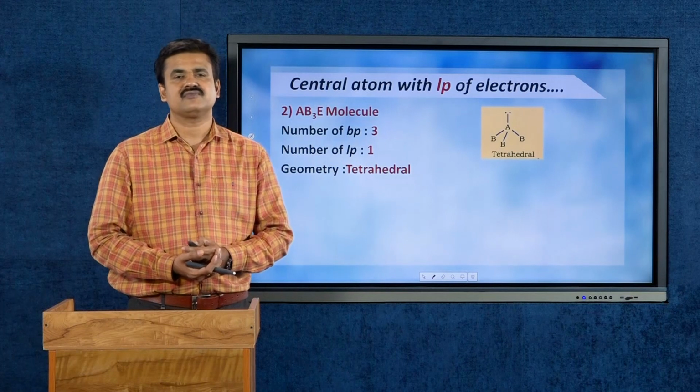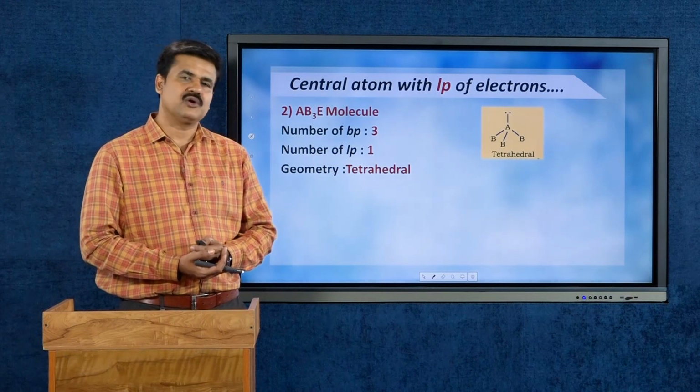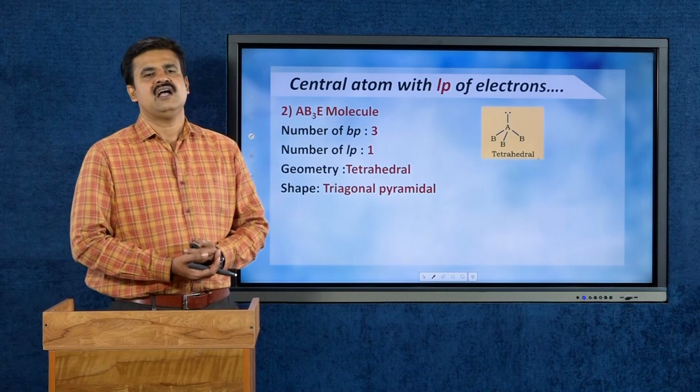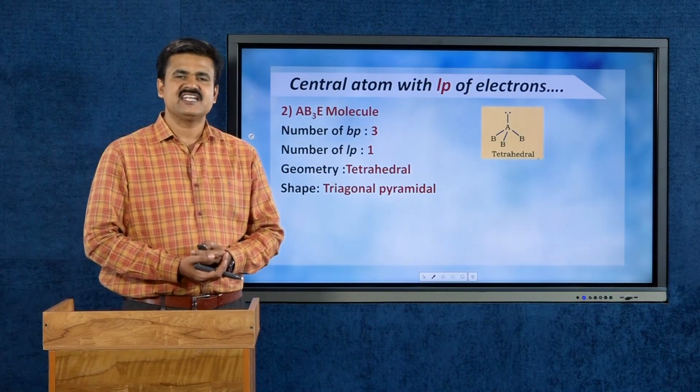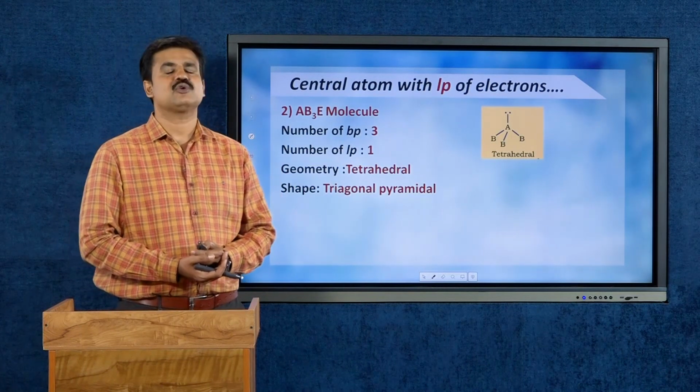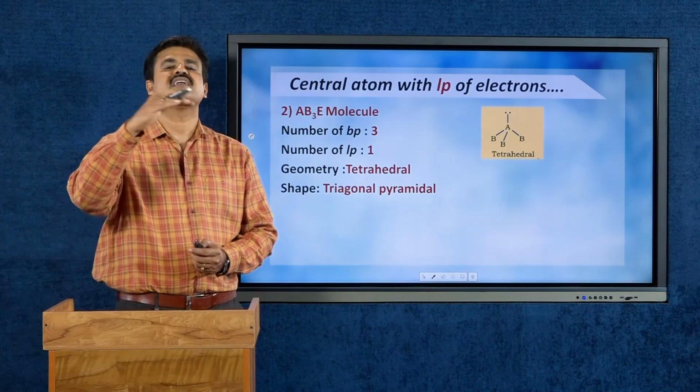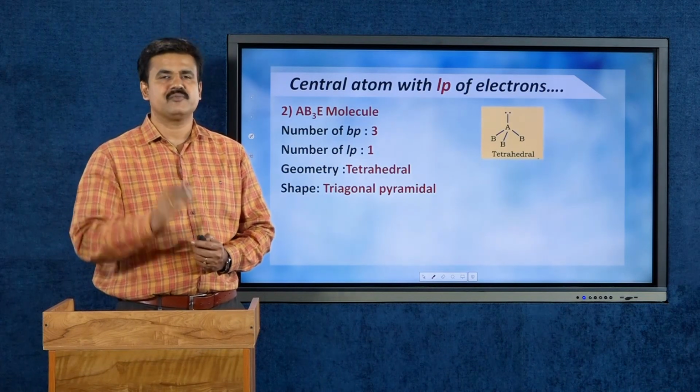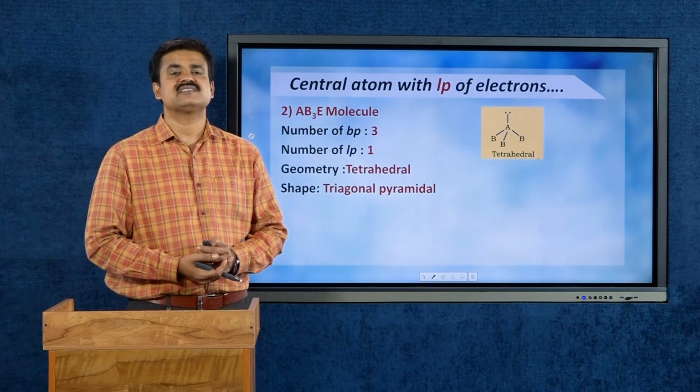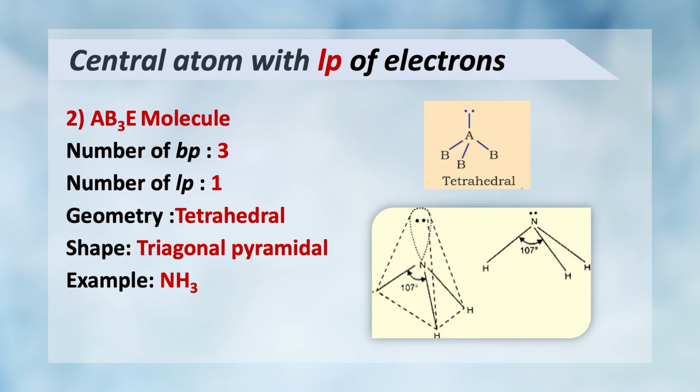You can see the presence of a lone pair which occupies one corner of a regular tetrahedron, and we mention the shape by ignoring the contribution from the lone pair. If you remove the lone pair, you will get the shape. The shape is trigonal pyramidal. A typical example of a molecule of the AB3E type is ammonia. Here, the nitrogen atom has a lone pair and 3 bond pairs around it. If you ignore the contribution from the lone pair, you will get the pyramidal shape of the ammonia molecule.